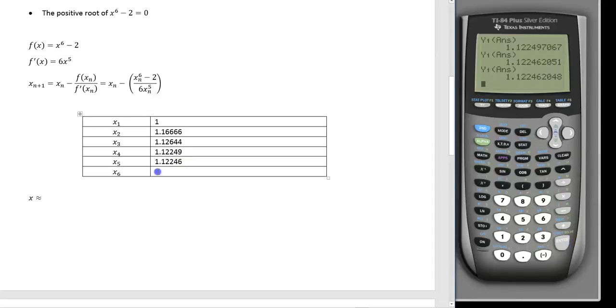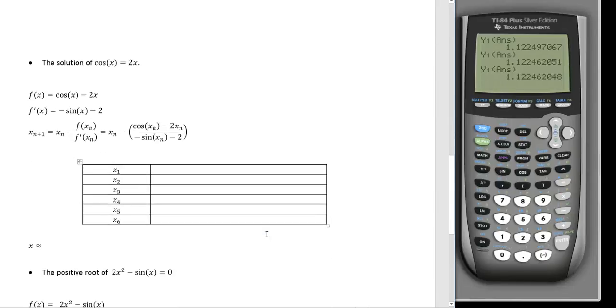And here we are. X sub 6, 1.12246. And that gives us our approximation to the root of the equation x to the 6 minus 2, correct to 5 decimal places. And note, using our calculator, it almost seems too easy, as though it's doing all the work for us. But remember, we are the ones who have to set everything up appropriately in terms of what is the function, what is its derivative, what is a good initial guess.